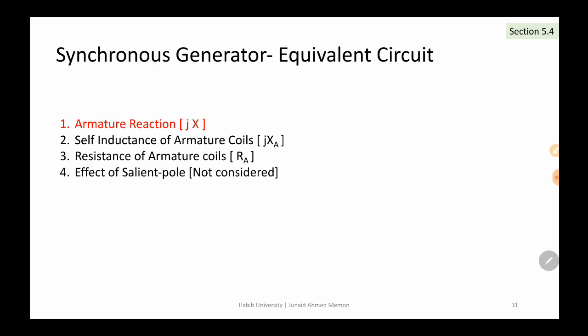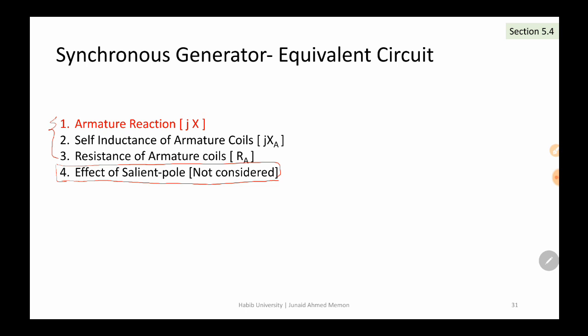One is the armature reaction, second is the self-inductance of the armature coils, third is the resistance of the armature coils, and the fourth one is the effect of the salient poles. Since we are mainly focusing on non-salient machines, currently we are not targeting the effect of the salient pole. If you want to read about this effect, you can refer to the appendix of the books. So let's focus on these three effects, which we essentially need to model.